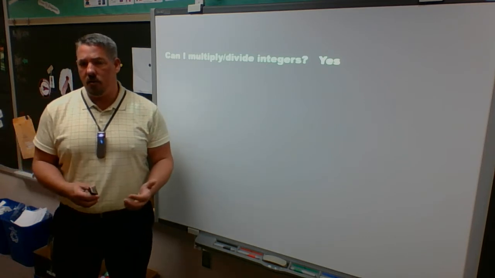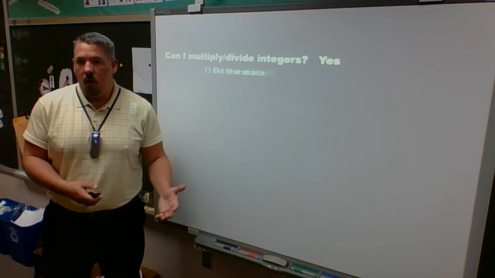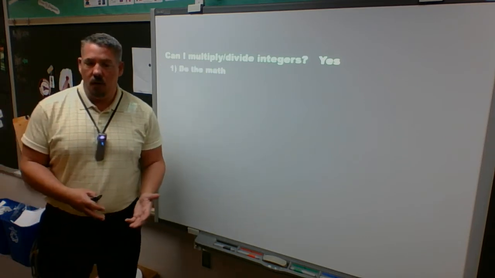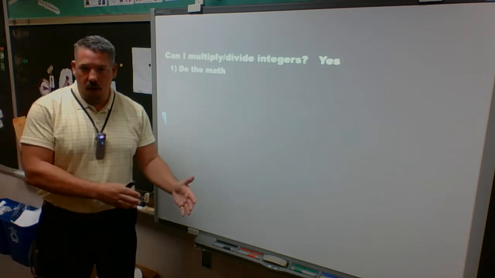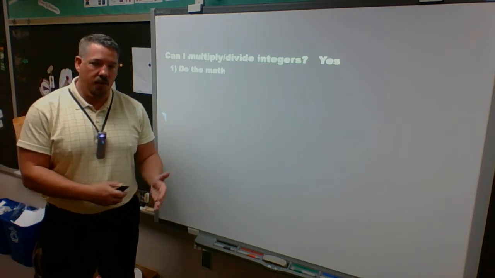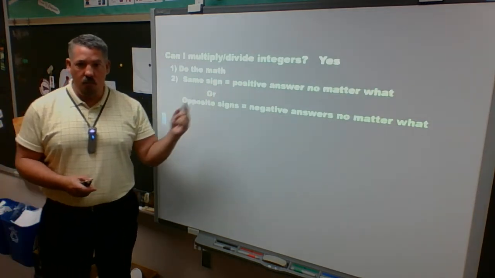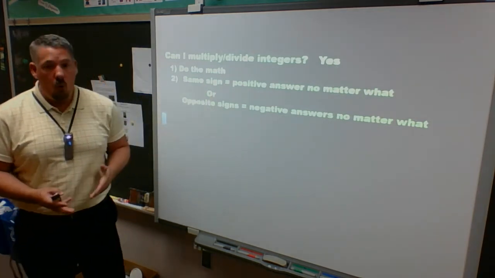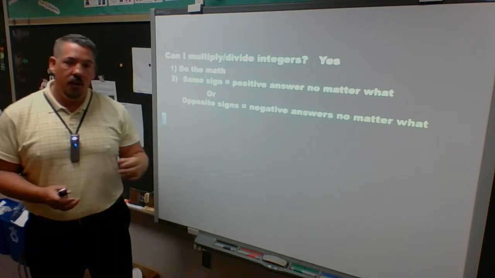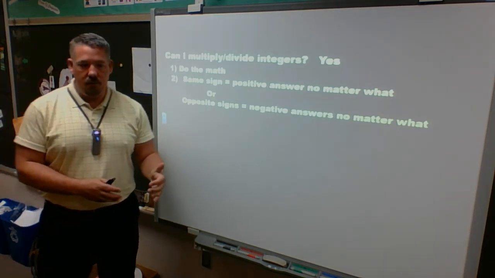Can I multiply integers? And that answer is always yes. I can multiply integers. Well, what do I do then? Well, I start by simply doing the math. And once I've done the math, then I have to look at the signs. And if my signs are the same, so I have a positive and a positive, or I have a negative and a negative, then my answer is going to be positive.